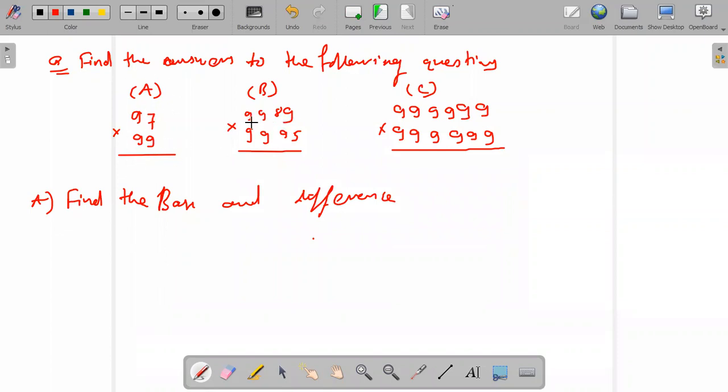And as you can see, 9989, 9995. These two numbers are near to what? Yes, 10,000, right? So the 10,000 will be the base for this example. And here, what will be the base? See, how many digits are there?